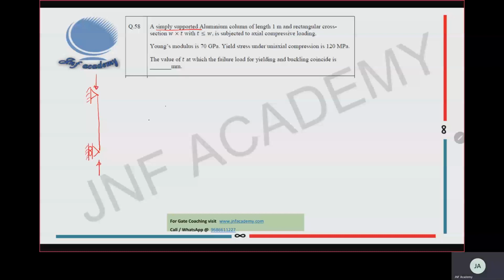This is subjected to axial compressive force. The length of the column is 1 meter. The condition is simply supported condition, which is also equal to hinge condition. The formula for finding the crippling load is pi square EI by Le square. So here the effective length is equal to L only. So pi square EI by L square.